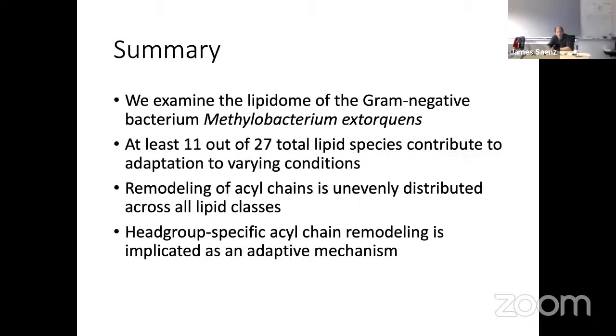Okay, so to summarize, we've examined the lipidome of Methylobacterium extorquens. We've shown that it has a very simple lipidome, and we've shown that maximally at least 11 lipids out of the 27 total lipids that we measured are involved in variation. So that provides an upper limit on the number of lipids that you need for an adaptive membrane. We showed that remodeling of acyl chains is unevenly distributed across all lipid classes, and this has biophysical implications. You get a different effect depending on which head group you remodel. And we propose that this may be a novel mechanism for fine-tuning membrane adaptation.